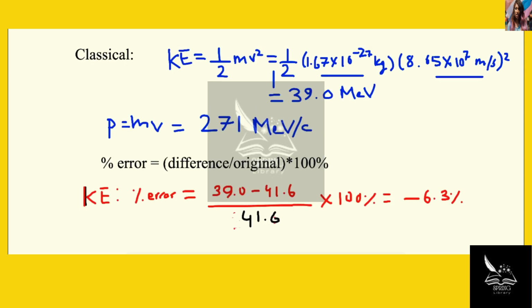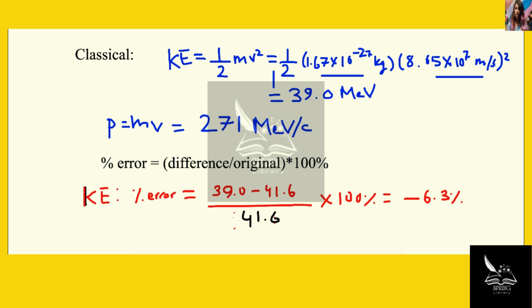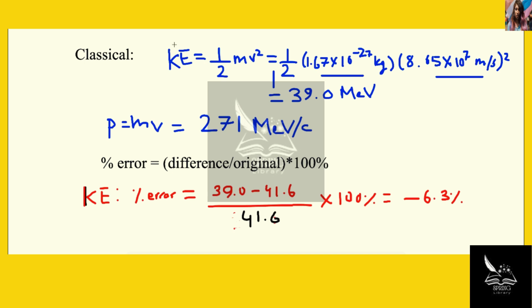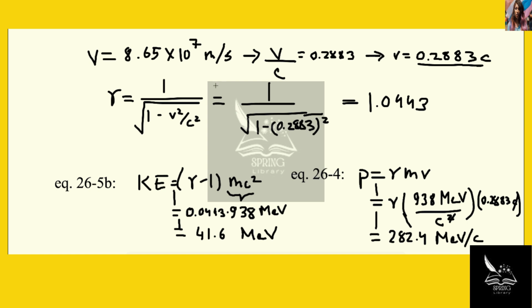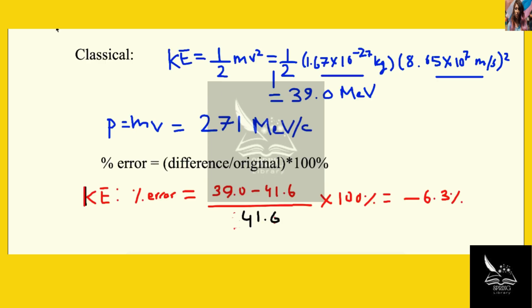So the moral here is that kinetic energy and momentum both vary by a significant percentage when we use our classical approximations for this very fast-moving particle. So another merit of using special relativistic calculations is that this error goes away. So there you have it.